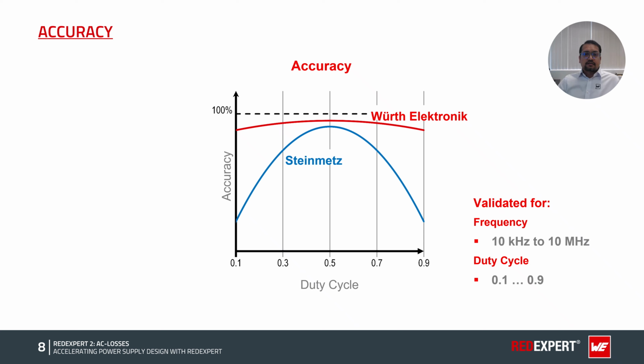So this brings us to our accuracy. Our AC loss model has been validated across a broad operating range, with frequencies from 10 kHz to 10 MHz, and duty cycles from 0.1 to 0.9. When you compare REDEXPERT accuracy against the Steinmetz approach, the difference is very clear, particularly as you move away from ideal sinusoidal conditions and across varying duty cycles. REDEXPERT maintains consistent accuracy where Steinmetz begins to break down. This is the foundation of confidence when using REDEXPERT for real customer designs.